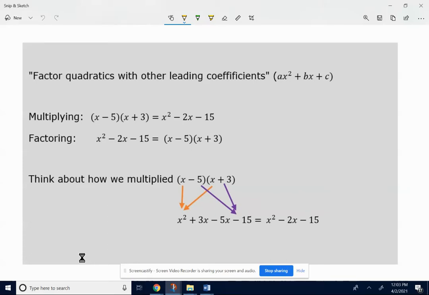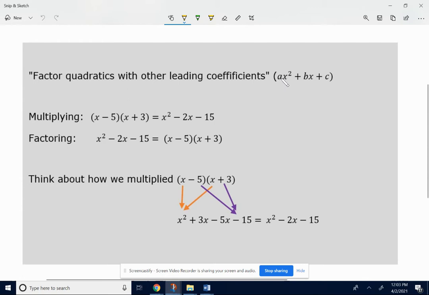Okay, this video is to help you on the IXL lesson, factoring quadratics with other leading coefficients. Basically, in a quadratic, the highest exponent you're going to see is a 2, so x to the second. So don't let the vocabulary mess you up. By leading coefficient, we mean the number in front of the first term, the x squared term. That number is not going to be a 1.